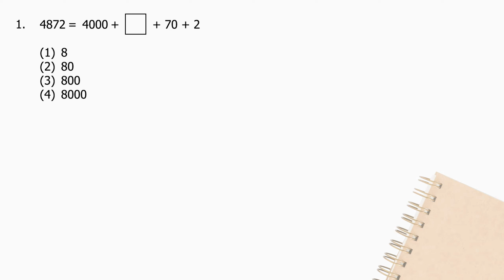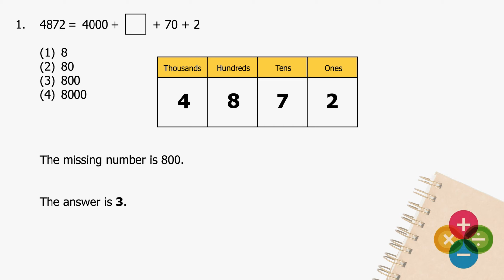Question 1. 4872 is equal to 4000 plus missing number plus 70 plus 2. The missing number is 800. The answer is 3.